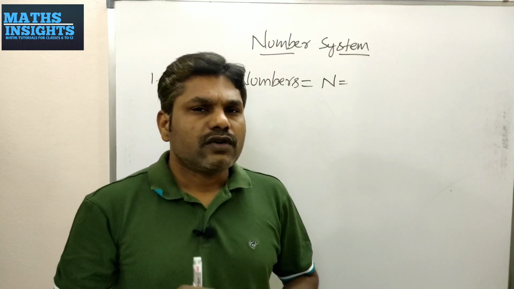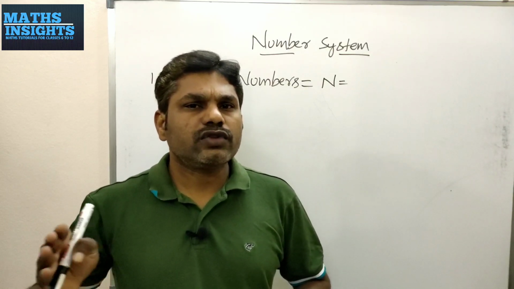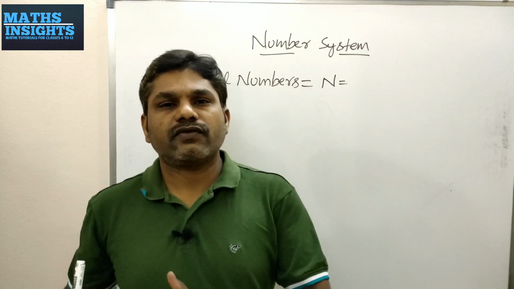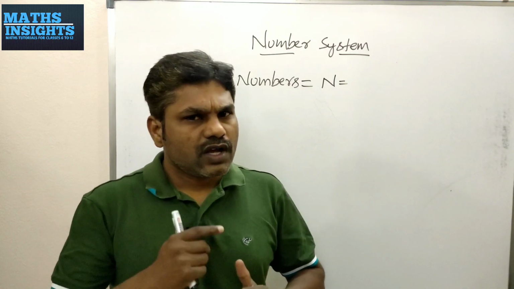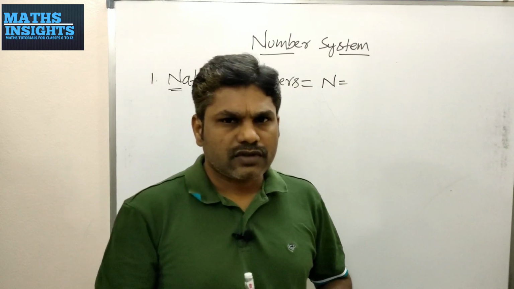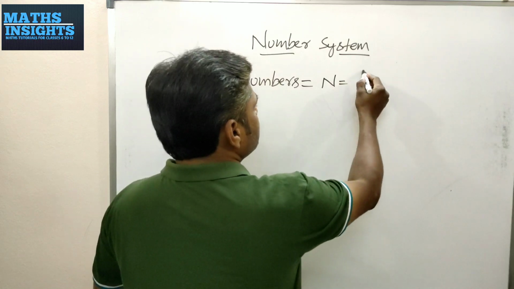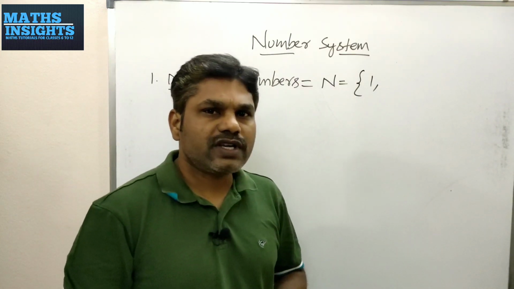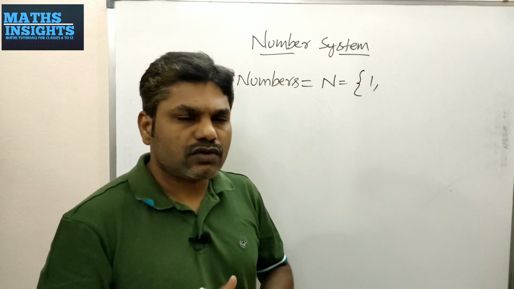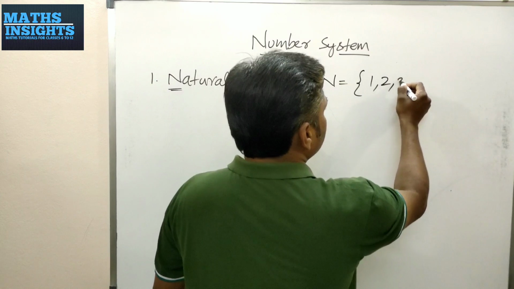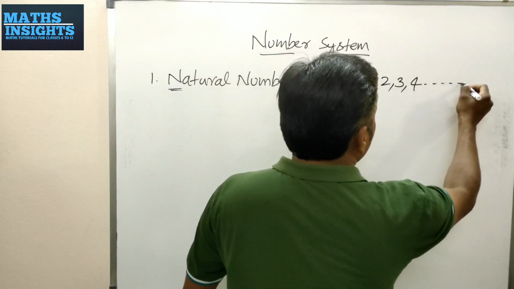Counting means we will say 1, 2, 3, 4 like that. We will not say 1.5, 1.75, 0.5 like that. So counting numbers are called natural numbers. Counting numbers start from 1. You will not start with 0. 0 means nothing. So I am starting with 1, 2, 3, 4 and so on.